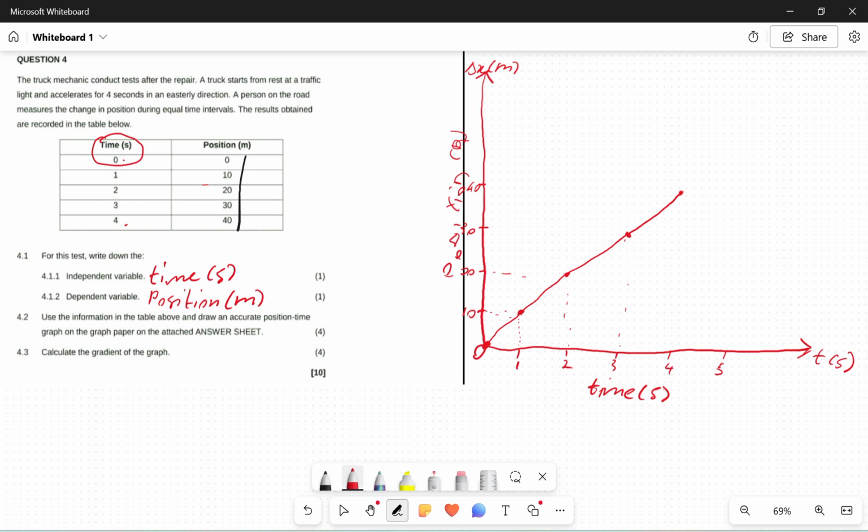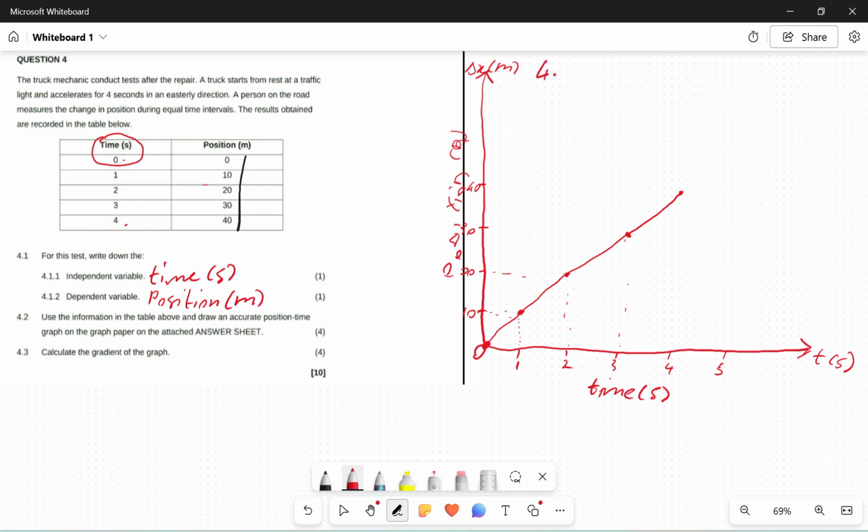And now we move on to 4.3. 4.3 says calculate the gradient of the graph. But before we calculate that gradient, guys, I want to ask you this question: what does the gradient on the position versus time graph represent? Well, if your answer is velocity, then you are very much correct.